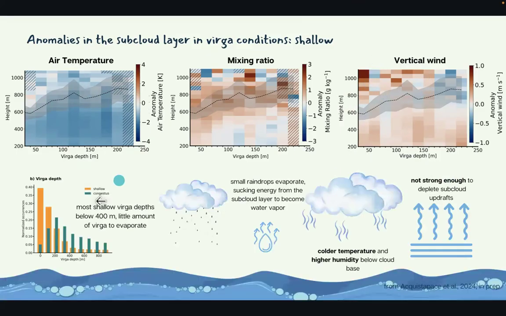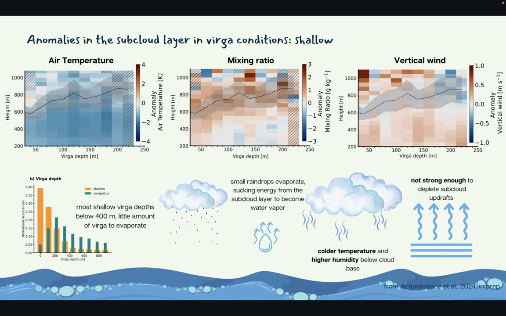Mainly, first of all, we have to consider that the virga depth distribution for shallow clouds is the orange one here, and it mainly shows that virga depths are mainly below 400 meters. So they are very tiny, very narrow. That means there is little amount of virga that can evaporate in these conditions.